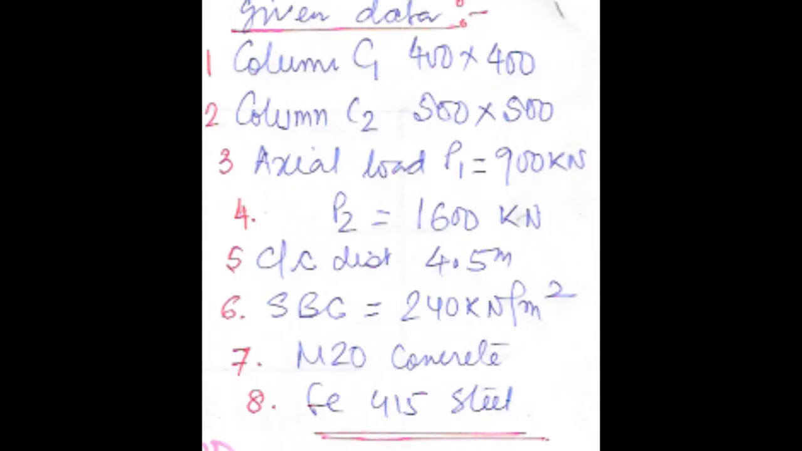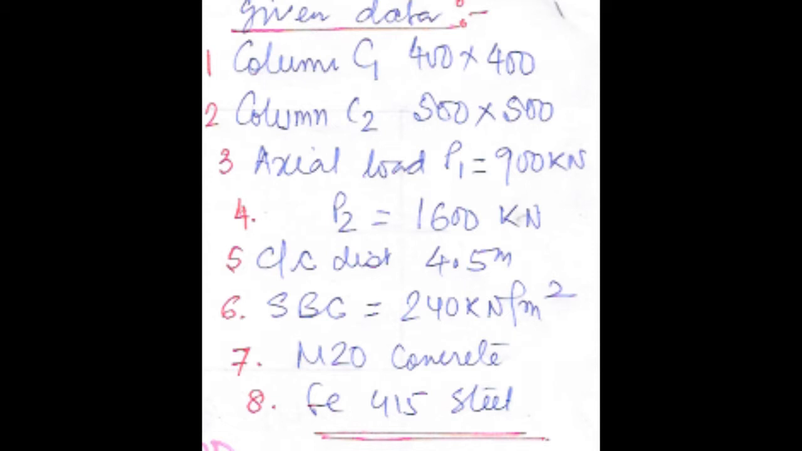So first of all, after reading the question, we should note down the given data. So what are the given data? Number 1, column C1 size is 400 by 400. Column C2 size is 500 by 500. Axial load carried by the column C1, that is P1, is equal to 900 kilonewton. P2, that is carried by the column C2, is 1600 kilonewton. Center to center distance 4.5 meter.